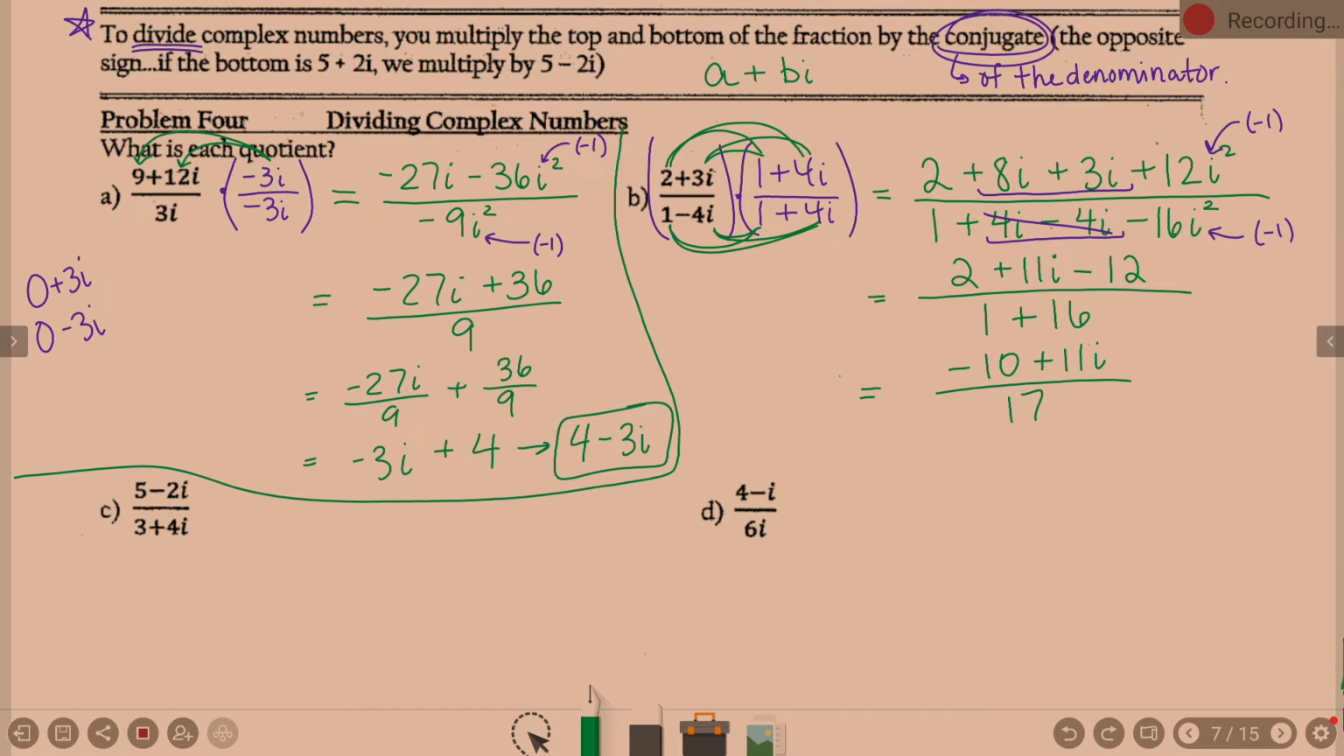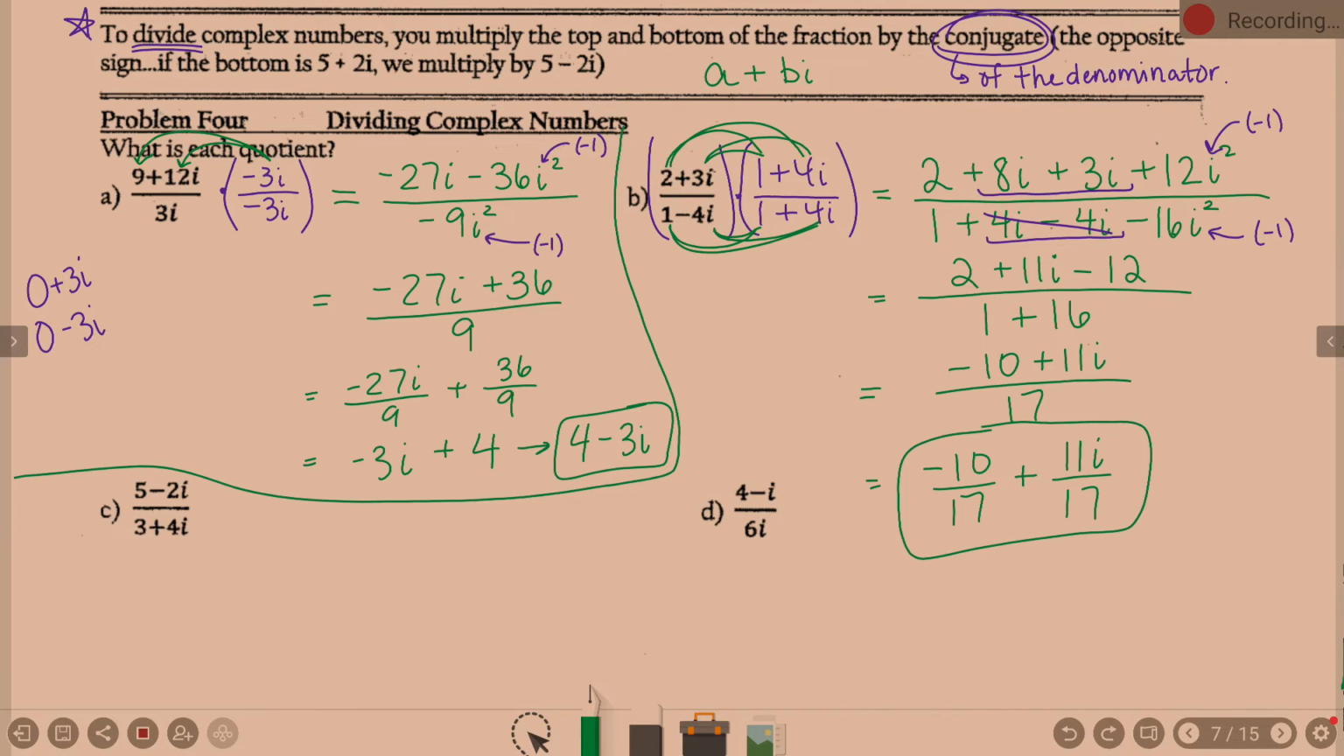I didn't think to look at Math Excel, but I really don't think Math Excel is going to let you leave it like this. They're going to want an A and a Bi. So what's that mean? This 17 goes with negative 10 and 11i. So we're going to have negative 10 over 17 plus 11i over 17. Last time they reduced. Do we have the reducing this time? No. That's your answer.